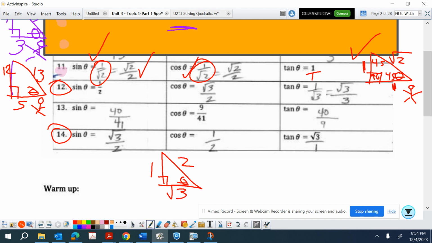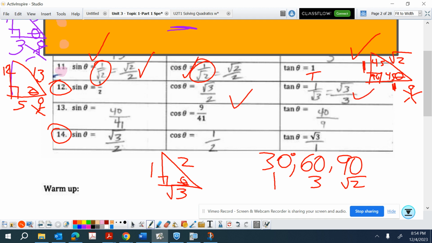Because this special right triangle is a 30 degree, 60 degree, 90 degree right triangle, and the corresponding sides are 1, and for the 90, the square root of 2, the corresponding side to the 90 degree angle is the square root of 2, and the side opposite 60 is square root of 3. Once I know this, it's easy to do the other two ratios.